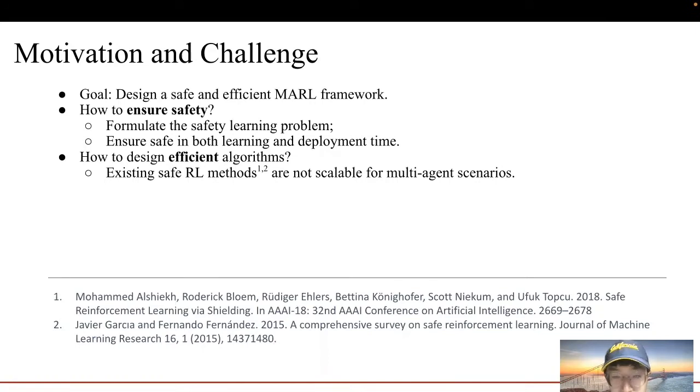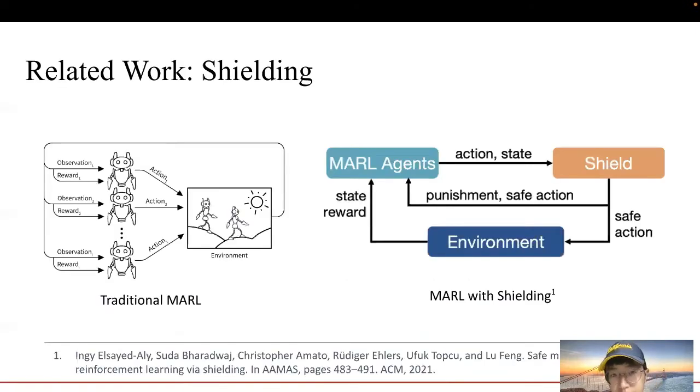There are two challenge problems. The first is how to ensure safety, how to formulate the safety problem in the learning and deployment process. And the second is how to design an efficient algorithm to scale to multi-agent scenarios. We built our framework based on sharding.